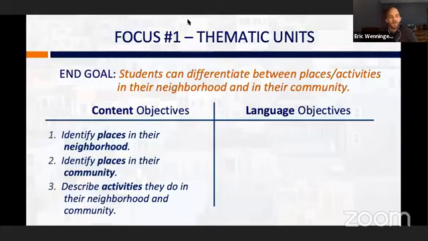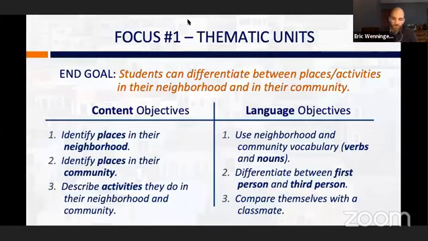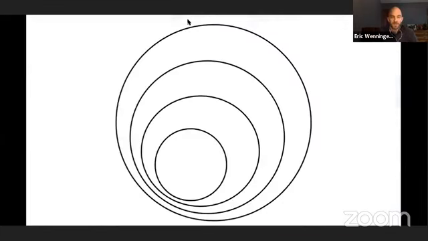And from these now I developed my language objectives. Okay, so here I'm focusing on the language, right? So verbs and nouns associated with neighborhood and community. My focus on verbs, I wanted to differentiate between first person, I have, and third person, he has or she has. And I wanted my students to compare themselves with a classmate as they talked and wrote about this content. So again, this is the planning phase. So once I did this, I was ready to choose my graphic organizer. So let's see what that is.